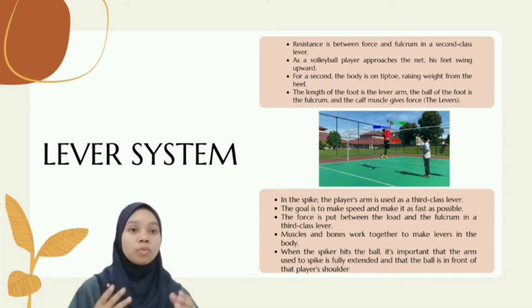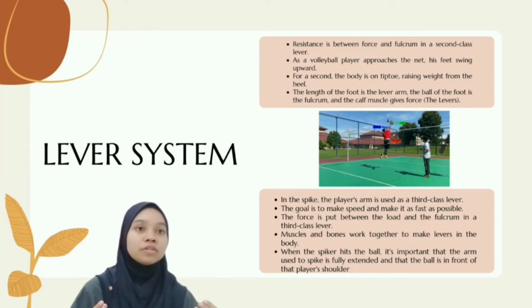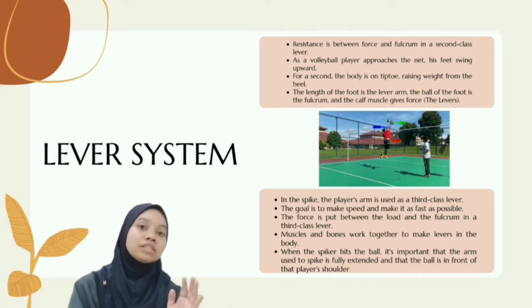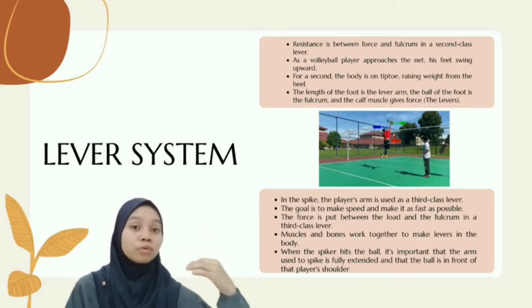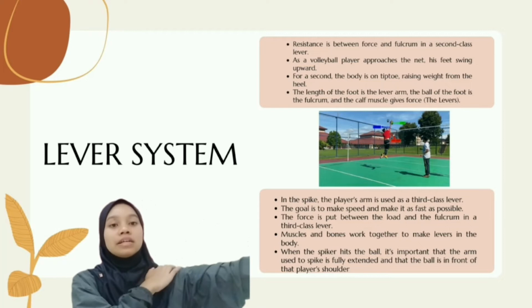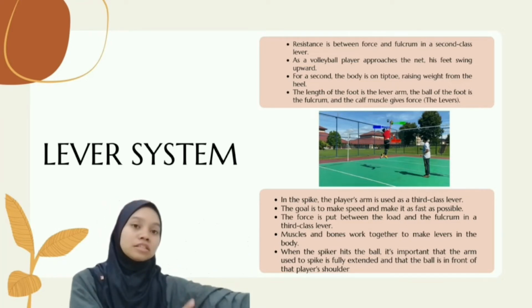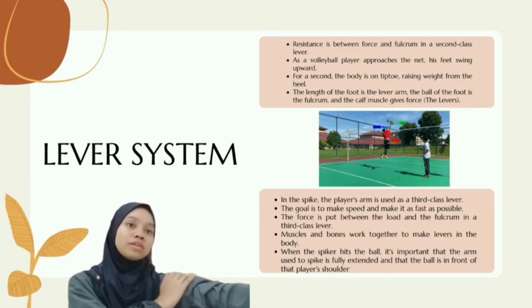Muscles and bones work together to make levers in the body, and when the spiker hits the ball, it's important that the arm used to spike is fully extended and the ball is in front of the player's shoulder. So we can see in the picture, the force is here, the load in the hand is the ball, the fulcrum is here, and the load is on the arm.